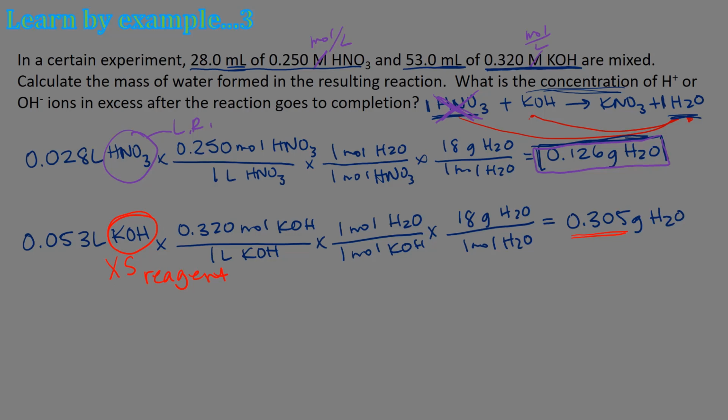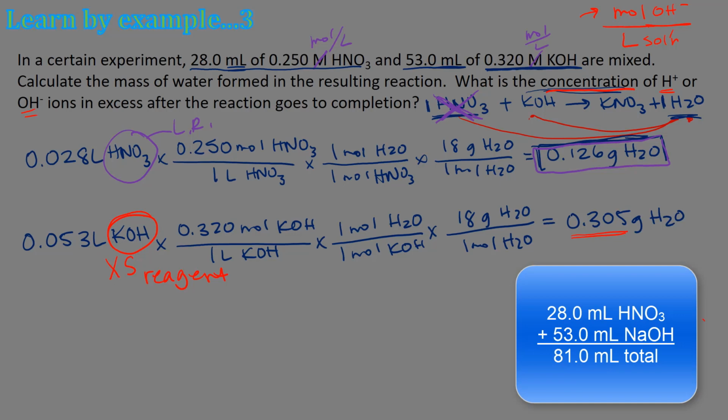So when it asks here, what is the concentration of H plus or OH in excess after the reaction, I have to look at how much OH is left over after the reaction goes to completion. So in order for me to get the concentration, concentration is moles over liters. And so this is tricky. Not only do we have to find the moles of hydroxide that's left over, but I have to have the liters of the total solution to put in the bottom. So the total solution here is going to be 81 milliliters. So liters of the solution is the 81 milliliters, or 0.081 liters.